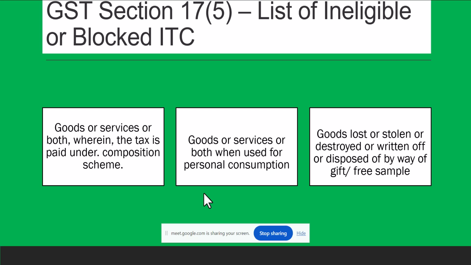Goods or services or both when used for personal consumption. Goods lost or stolen or destroyed or written off or disposed of by way of gift or free sample. एक तो पर्सनल कंजम्पशन के लिए कोई सामान खरीद रहे हो तो उस पर आपको कोई भी इनपुट क्रेडिट नहीं मिलेगा. और अगर आपके गुड्स चोरी हो जाते हैं रास्ते में, या फिर आपके पास पहुंच जाते हैं लेकिन आपने उसको फ्री सैंपल दे दिया या गिफ्ट दे दिया, तो उसके ऊपर कोई भी आपको इनपुट क्रेडिट नहीं मिलेगा. और आपने लिया है तो उसको रिवर्स करना पड़ेगा.